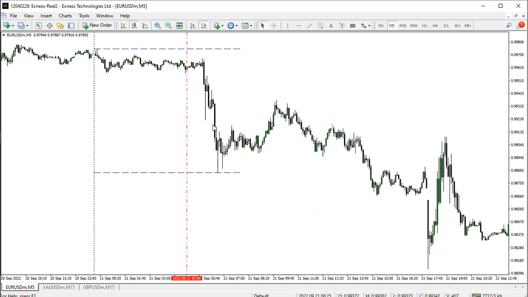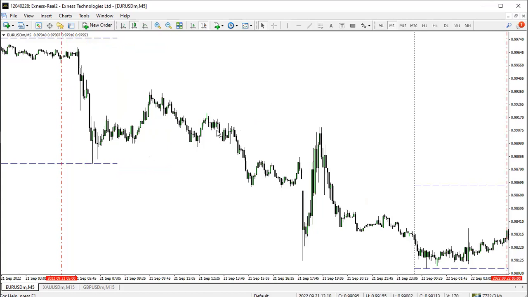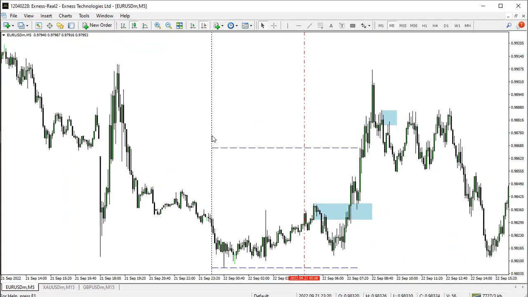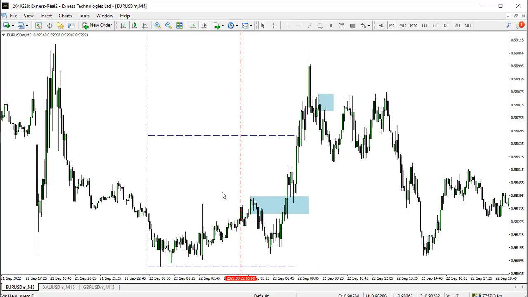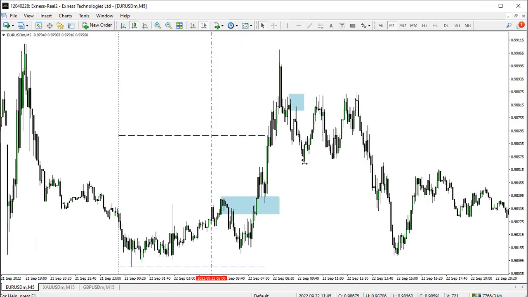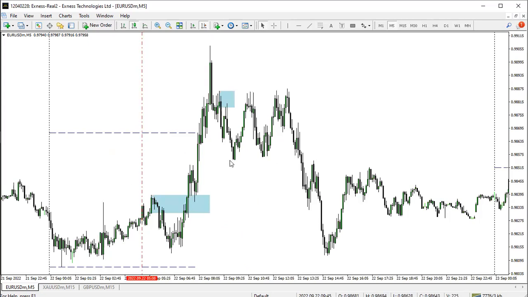I repeat, it's not every day that you get these perfect manipulations, and then against the London to New York trend. Again, here we have two possibilities, two setups here. The first one was this one. So from 5 a.m. to London, as you can see, there was this downtrend, manipulation here, low, high, low, and then they broke market structure, and then they came back to this breaker block. There was a buy, okay?